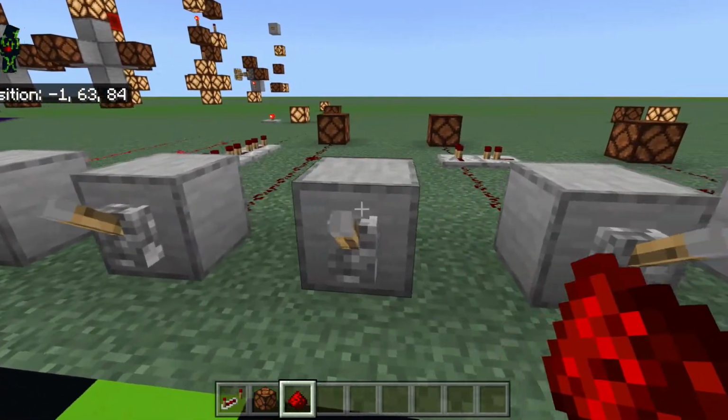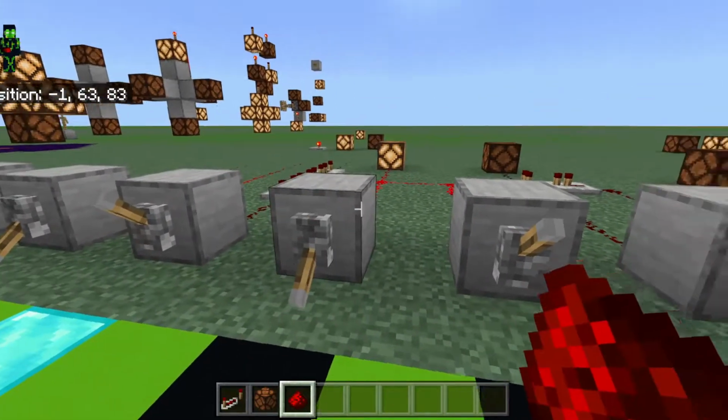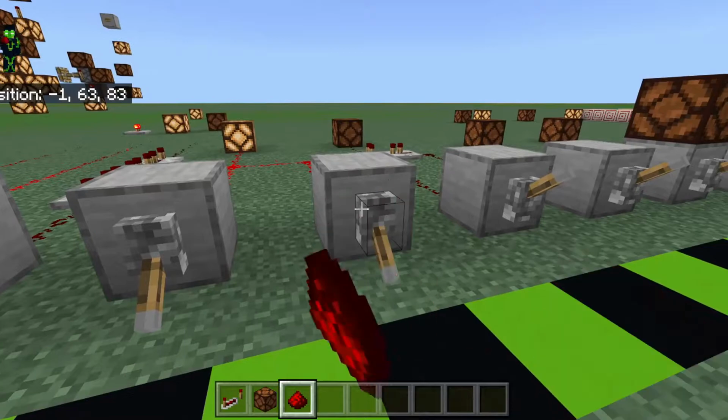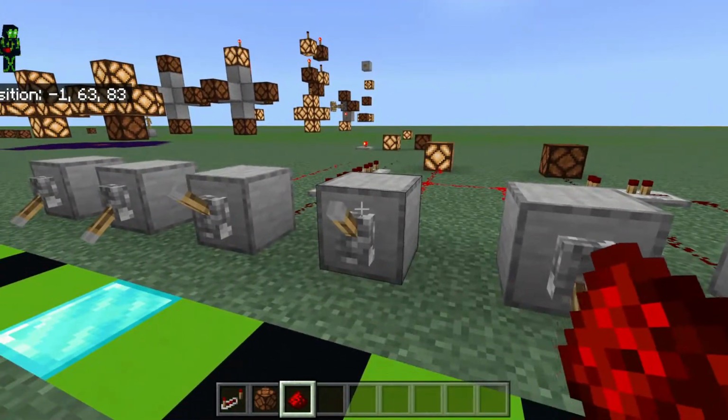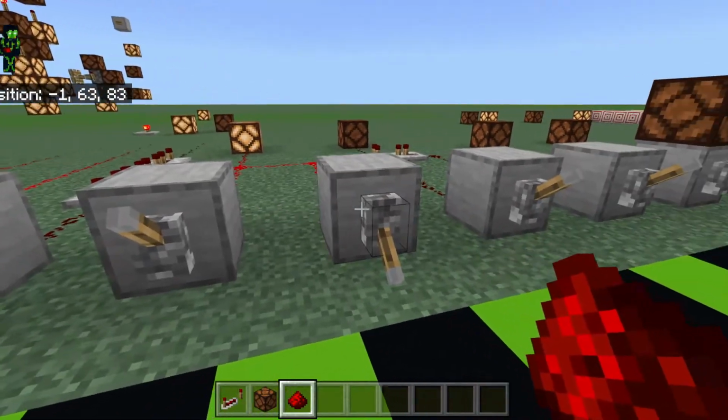Alright, so repeaters can be used to lock a signal. And so as you can see here, that turns the lamp on. That one doesn't do anything, but then the lamp stays on. Either of these levers can be used to turn that lamp on.